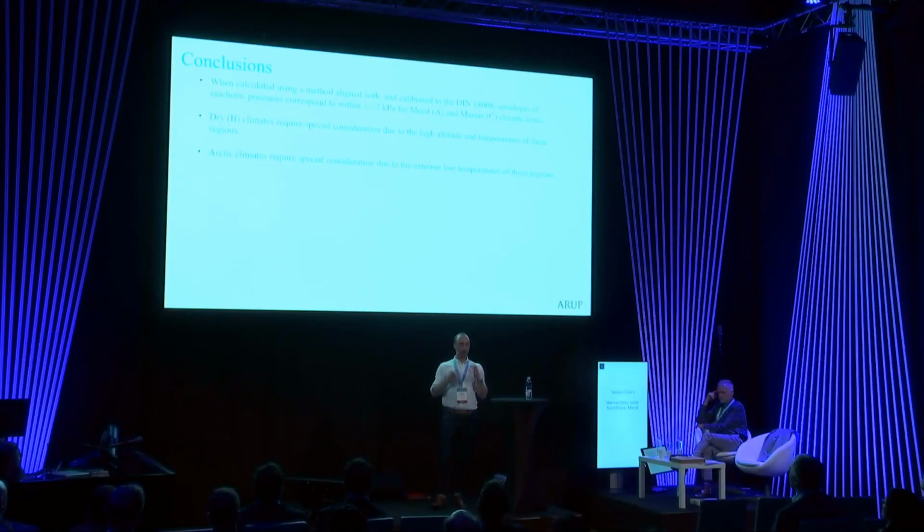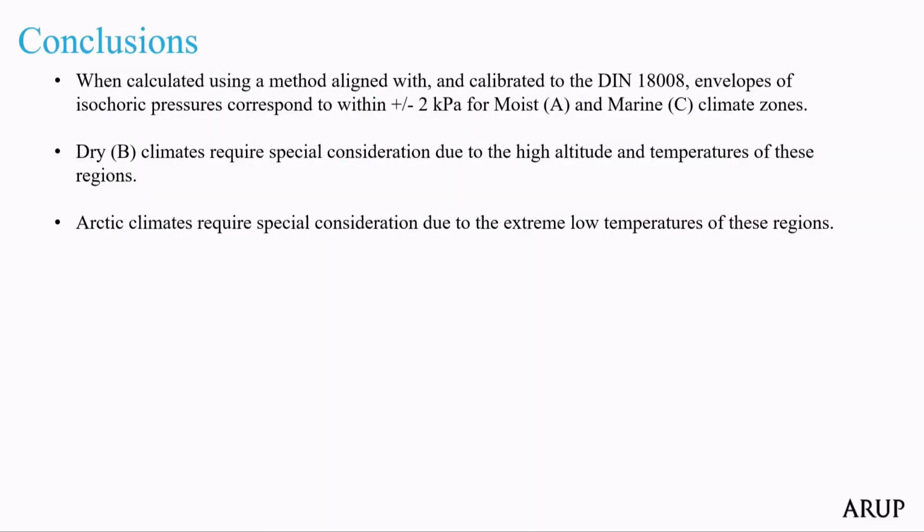So let me conclude. There's been a lot of graphs. What are the conclusions? So when we use this method of trying as much as possible to align with the DIN methodology and calibrating the data to that, we found that for most of the moist and the marine climate zones, those ones nearer the coast, an expanded set of DIN values which include an additional couple of kilopascals could capture the majority of those cases. But the dry climates seem to need special consideration because of those extra high temperatures and altitudes that are present. Equally, Arctic climates might need extra special consideration because of the low temperatures.